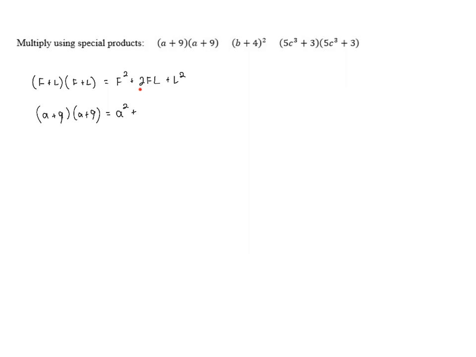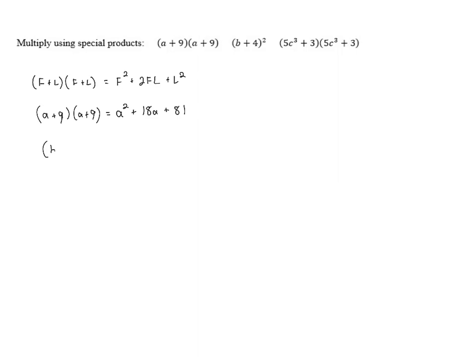Next, we're meant to double the product of the first and last terms. Well, the product, a times 9, gives us 9a, and if we double it, that gives us 18a. Doubling is just multiplying by 2. And then finally, we need to take the last term and square it. 9 squared is 81, and so we end up with a squared plus 18a plus 81. It's a little bit shorter than FOILing. It saves us one step, the step of combining like terms, but getting used to this is going to be really helpful in later math classes. So let's get some more practice.